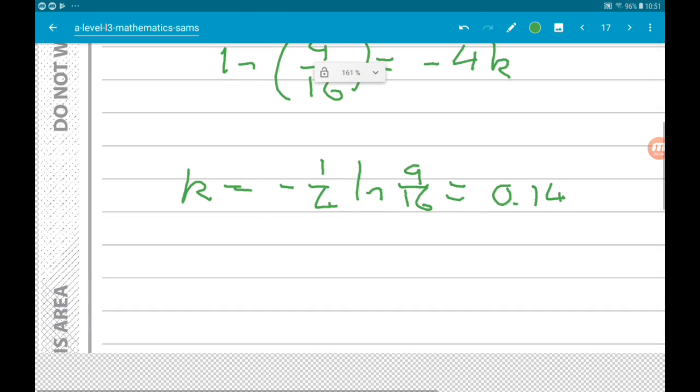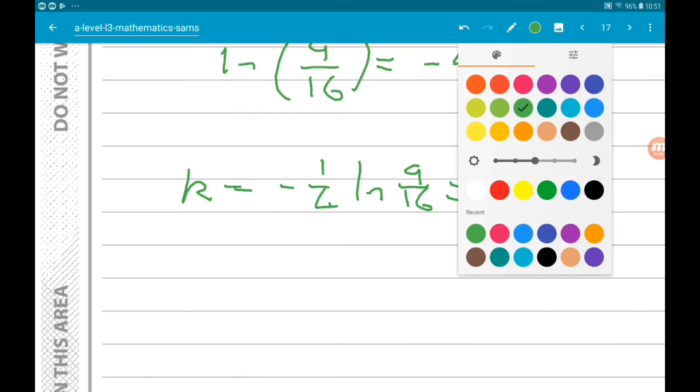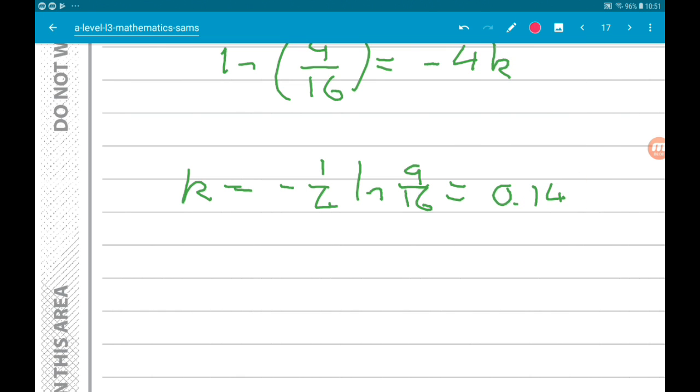Therefore our model is that V equals 16,000 e to the minus 0.14t. Cool.